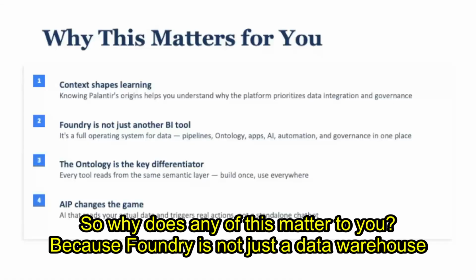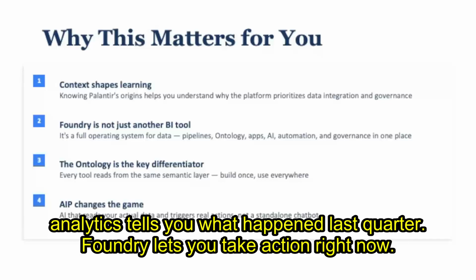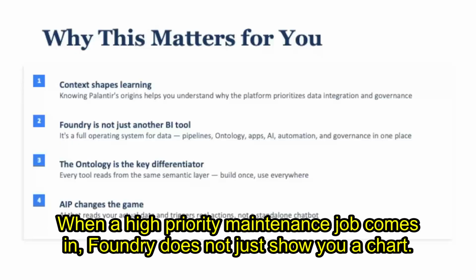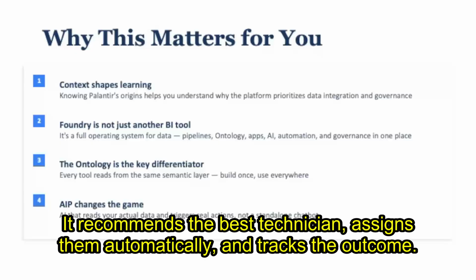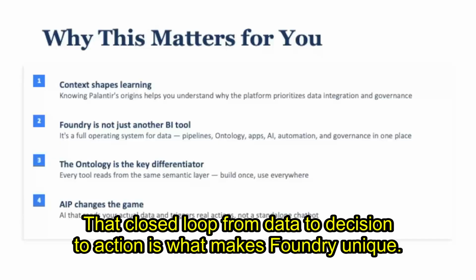So why does any of this matter to you? Because Foundry is not just a data warehouse or a BI tool. It is an operational transformation platform. The difference is that traditional analytics tells you what happened last quarter. Foundry lets you take action right now. When a high-priority maintenance job comes in, Foundry does not just show you a chart. It recommends the best technician, assigns them automatically, and tracks the outcome. That closed loop from data to decision to action is what makes Foundry unique.